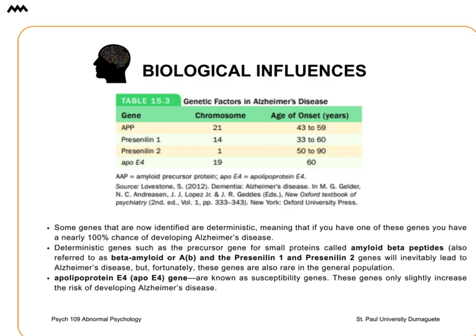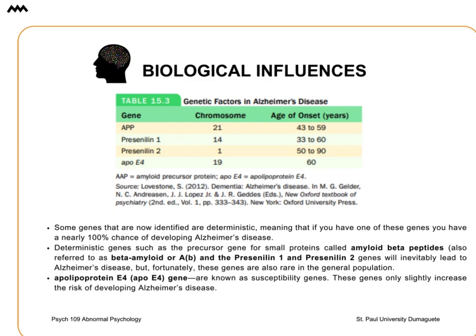Some forms, including the one associated with chromosome 14, have an early onset, that's 33 to 60 years old. Chromosome 19 seems to be a late onset form of the disease that has an effect only after the age of about 60. Some genes now identified are deterministic, meaning that if you have one of these genes, you have a nearly 100% chance of developing Alzheimer's disease. So that's the first thing that researchers and scientists are looking into.